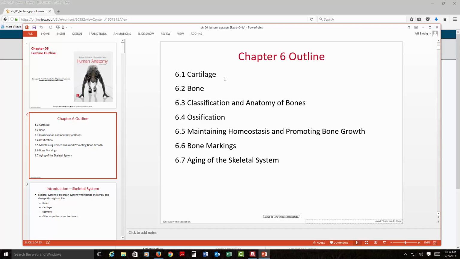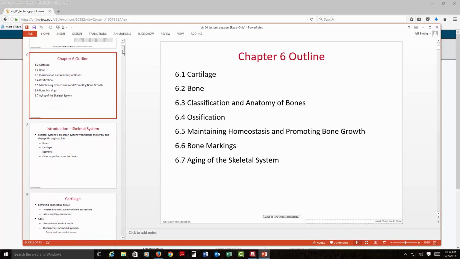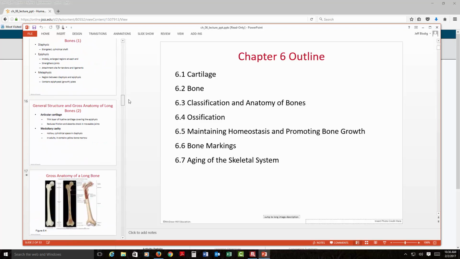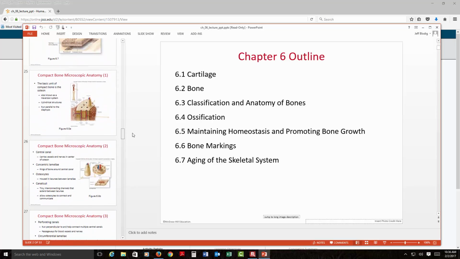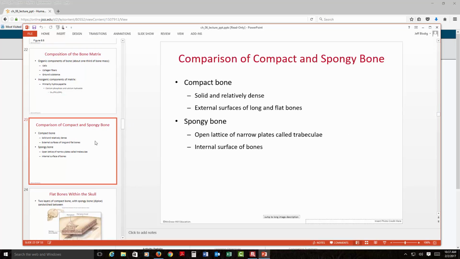So the chapter starts with a review of cartilage, and it is basically a review of the cartilages we looked at in chapter 4. And then it goes into the actual bone tissue. So slide 23 introduces the two types of bone. In chapter 4, we looked at compact bone only. In this chapter 6, we're not only going to look at compact bone, we're going to look at spongy bone.